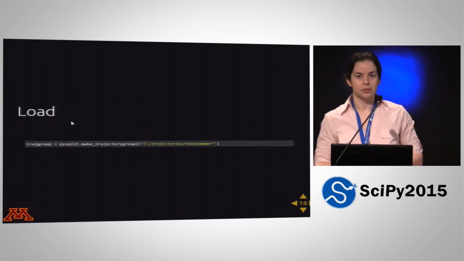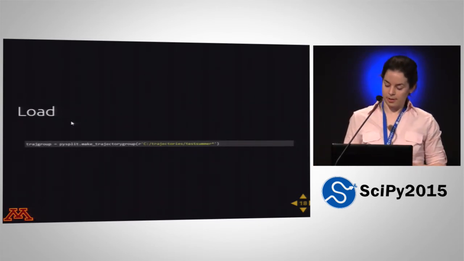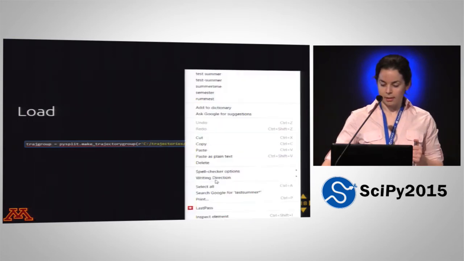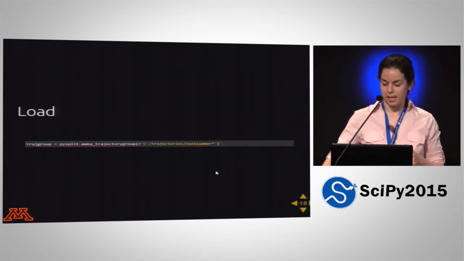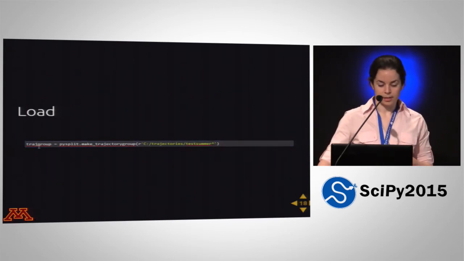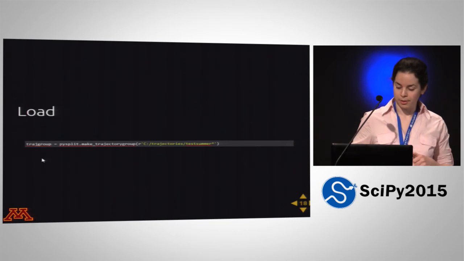And so once you generate your trajectories, you can load them all. I usually do everything in an IPython notebook. So this performs a non-recursive search in your directory for any trajectories matching this name. Bash wildcards are supported. And you get a trajectory group with all the trajectories matching that criteria.